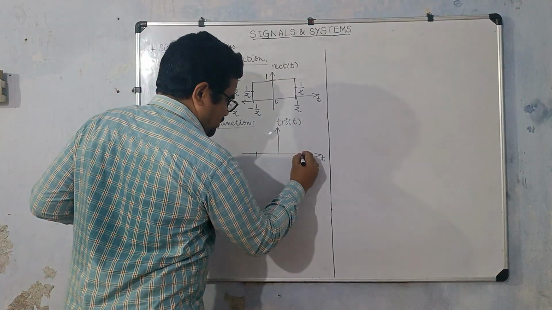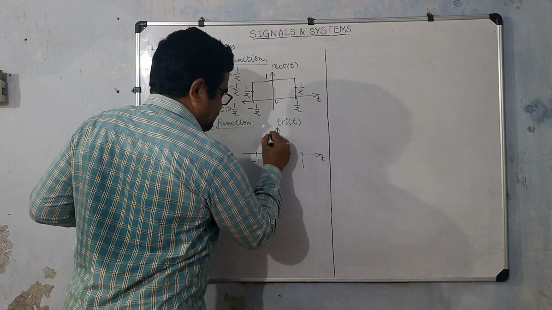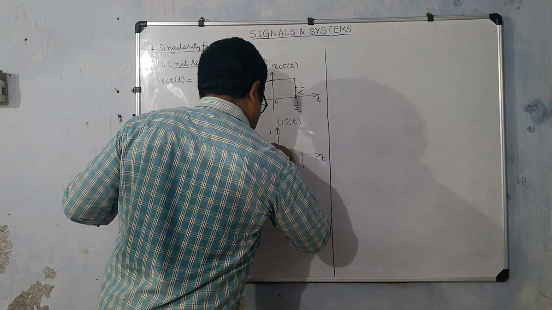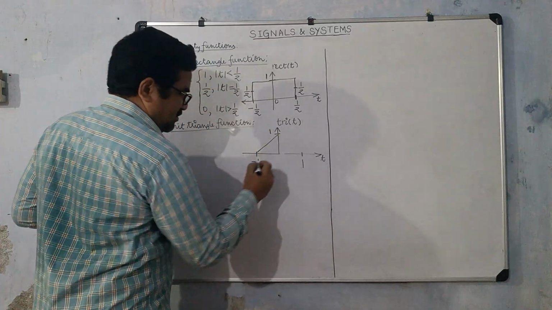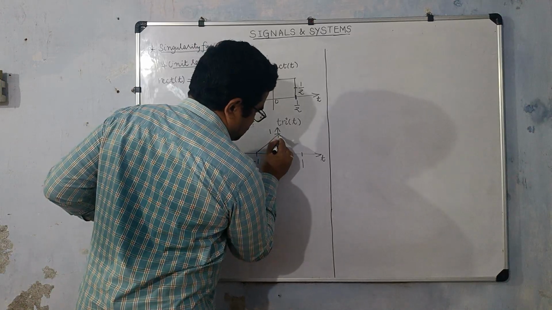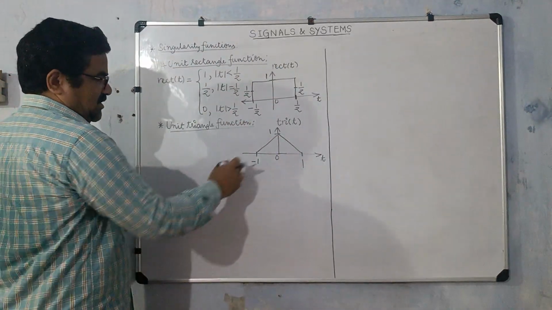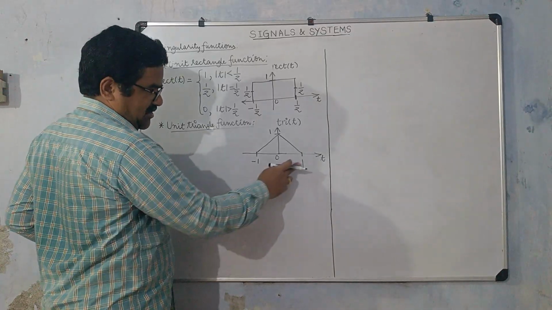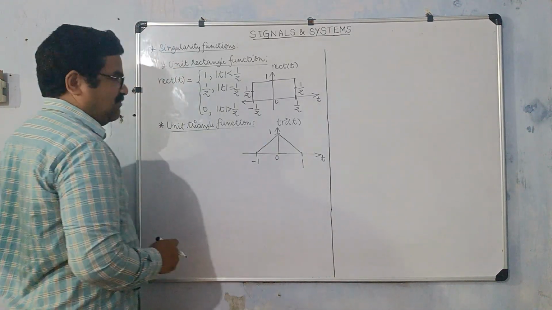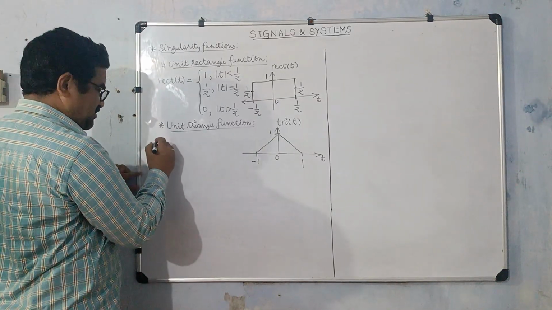So between minus 1 and plus 1, it is changing linearly. So it is a straight line. Okay, from minus 1 to 0, it is increasing linearly. From 0 to 1 second, it is decreasing linearly. Okay, so what is the area? Half into base. Base is 1 plus 1, 2. So half into 2 into 1, so it is 1. So the area is 1. That is why you call it as unit triangle function.